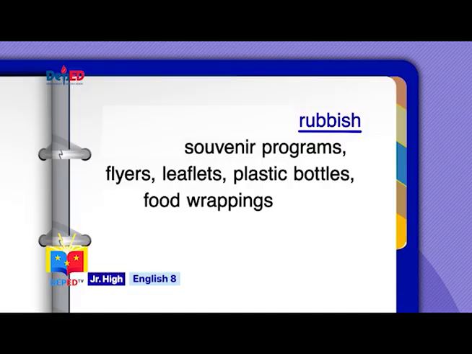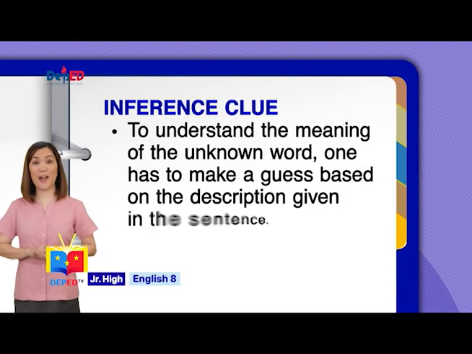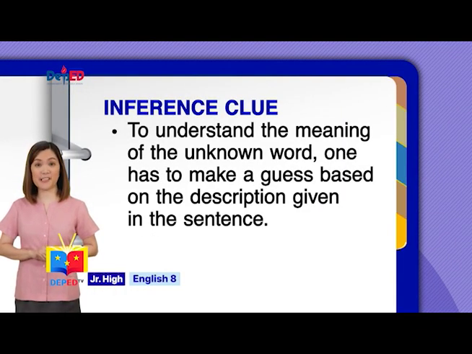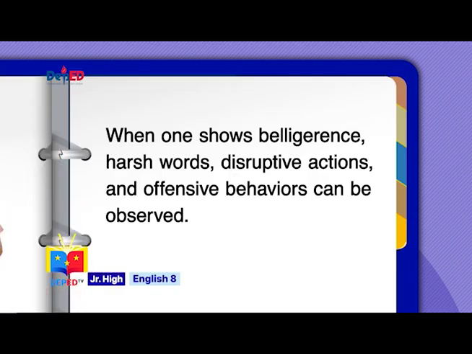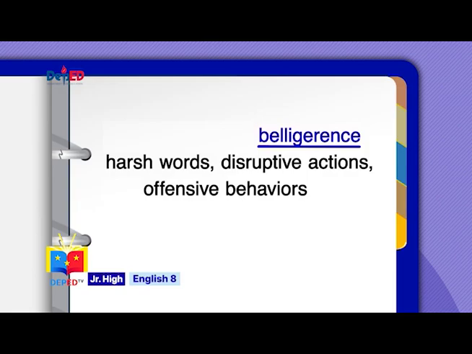And finally, we have the inference clue. To understand the meaning of the unknown word, one has to make a guess based on the description given in the sentence. For example, when one shows belligerence, harsh words, disruptive actions, and offensive behaviors can be observed. The unfamiliar word is belligerence, and the descriptions given are harsh words, disruptive actions, and offensive behaviors.